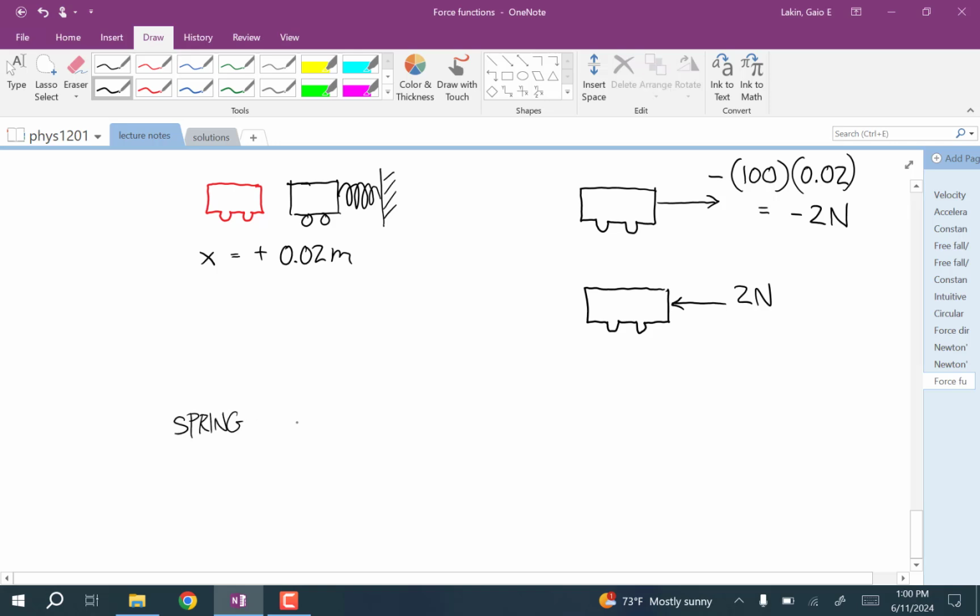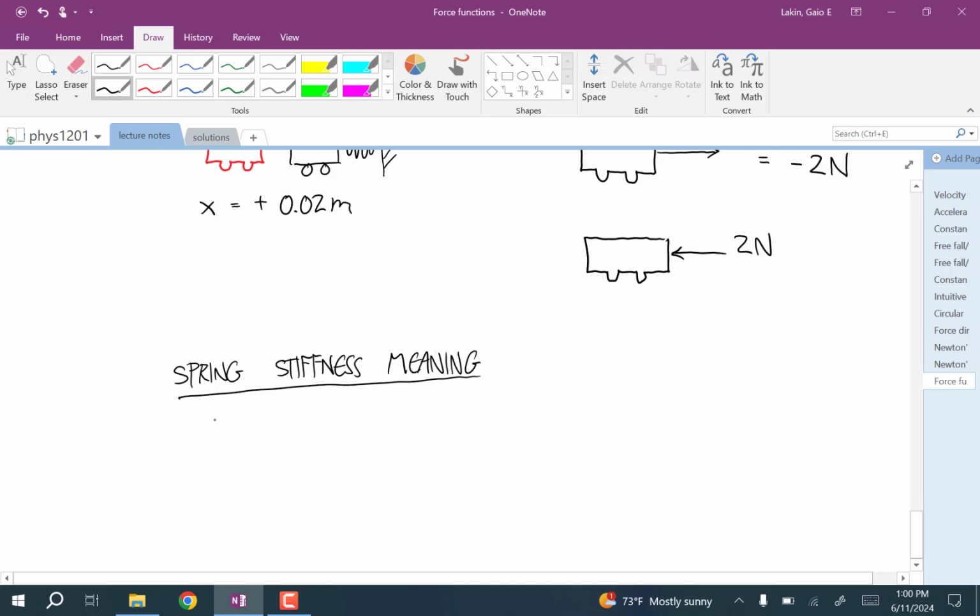So the spring stiffness, meaning... Well, what you do to find the spring stiffness is apply a force F to one end of the spring.